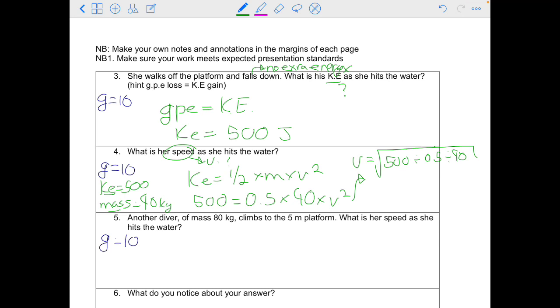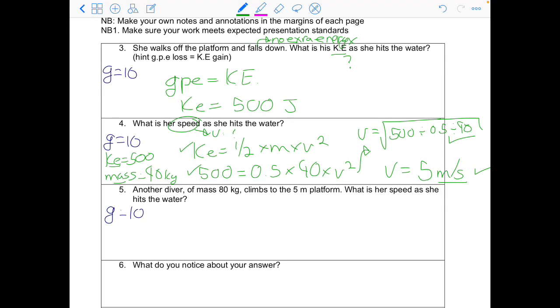500 divided by 0.5 divided by 40. So our speed is 5 meters per second. No units, no marks. So here at this point, this section alone would again be worth 4 marks. We'd have 1 mark for the equation, 1 mark for plugging in the values correctly, 1 mark for arranging the formula, and 1 mark for the correct answer plus the units.